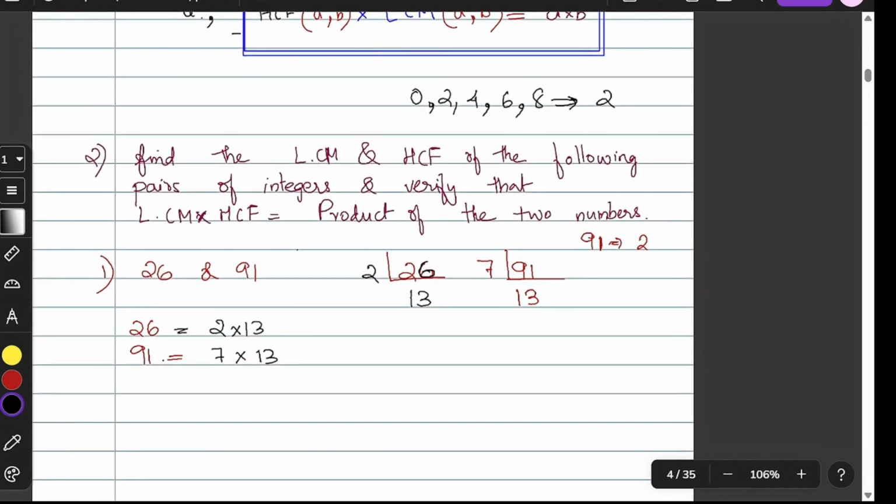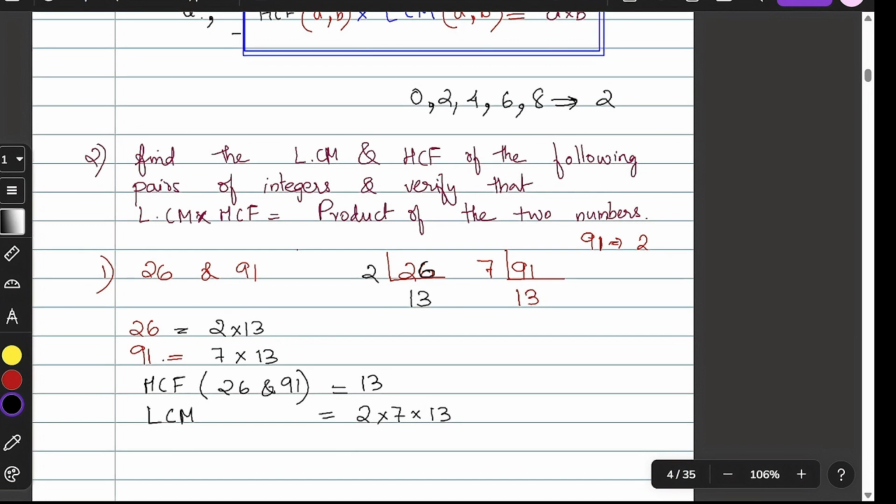So first I have to find the HCF of 26 and 91. Which is the highest common factor among them? It is equal to 13. What is the LCM of them both? That is the least common multiple. That is, I have to multiply 2 into 7 into 13.